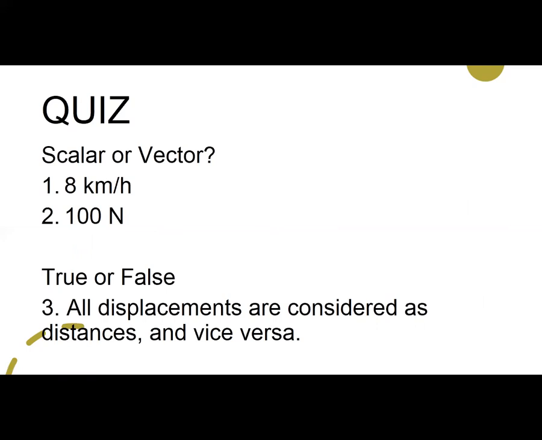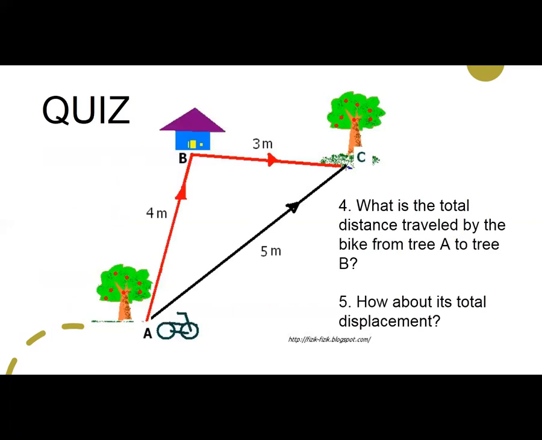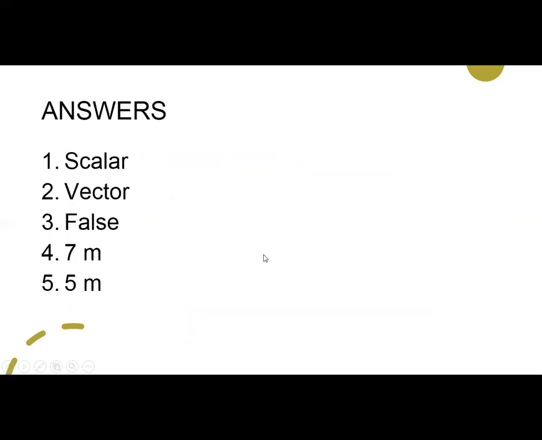And number 3, false kasi katulad ng sinabi ko kanina, lahat ng displacements ay distances pero hindi lahat ng distance ay displacement. So false. And then, ang total distance traveled by the bike from 3A to 3C ay 4 plus 3, so equals 7 meters. And then, the displacement is 5 meters.